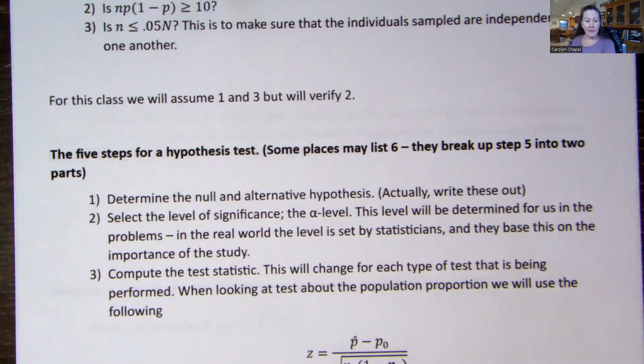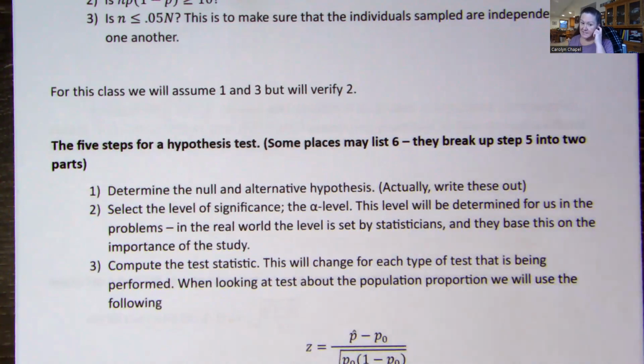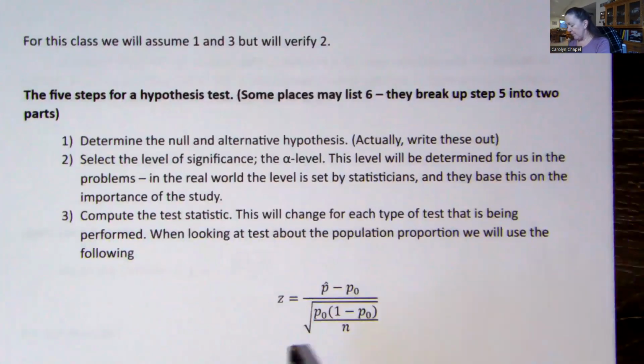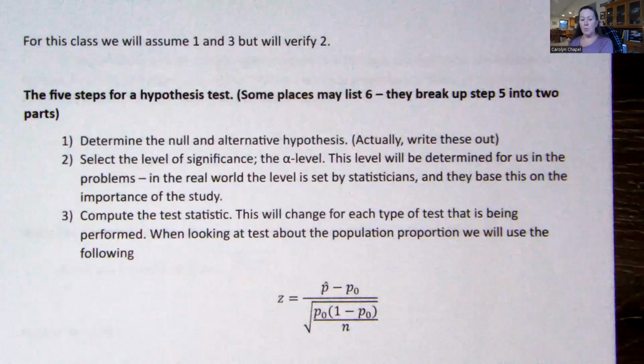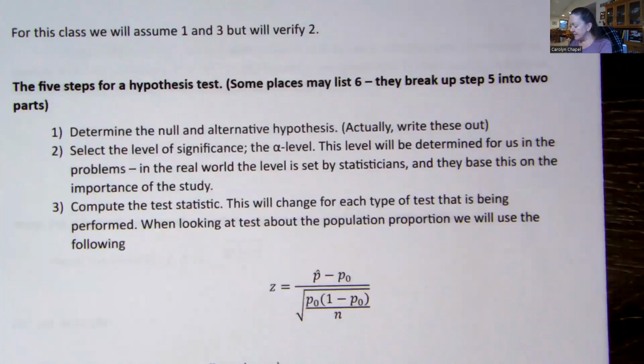Okay, the third step is to compute what we call the test statistic. This test statistic is based on the sample that we gathered. You may recognize some of this, it looks very familiar. It is a Z, so that means our normal. Since we verified that np and n(1 minus p) were bigger than 10, we can use our normal curve. So we will have a normal test statistic. It's a standardized test value based on our sample.